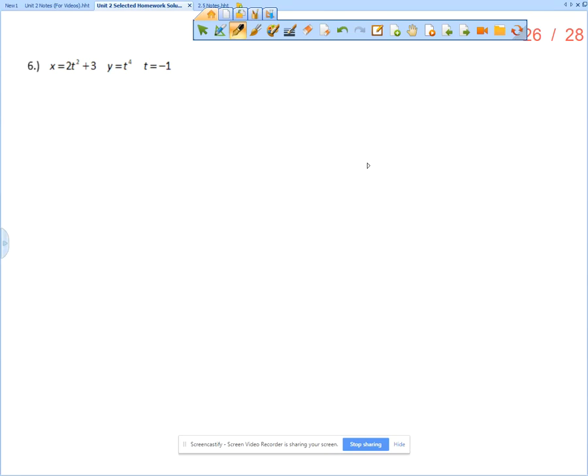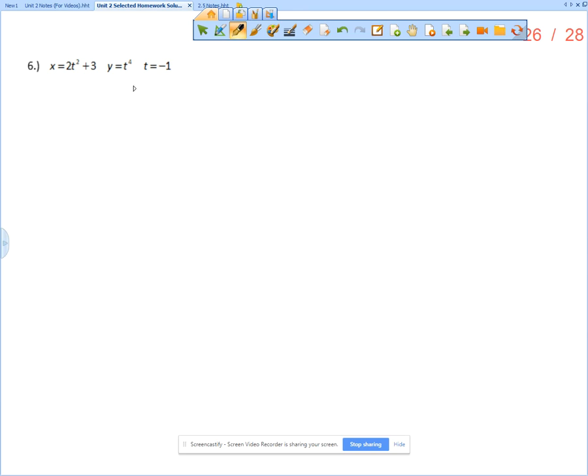This is the solution video for section 2.6, problem number 6. The directions say find the equation of the line tangent to the curve at the point defined by the given value of t. So for number 6, we have x equals 2t squared plus 3, y equals t to the fourth, and t equals -1.